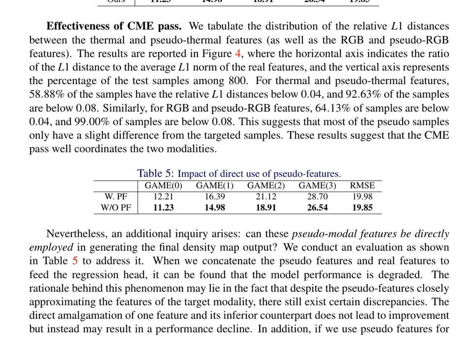Furthermore, the authors investigate whether pseudo-modal features can be directly employed in generating the final density map output. They conduct an evaluation, as shown in Table 5, and find that concatenating pseudo-features and real features to feed the regression head degrades model performance. This is because, despite pseudo-features closely approximating the features of the target modality, certain discrepancies still exist, and direct amalgamation of one feature and its inferior counterpart does not lead to improvement but instead may result in a performance decline.